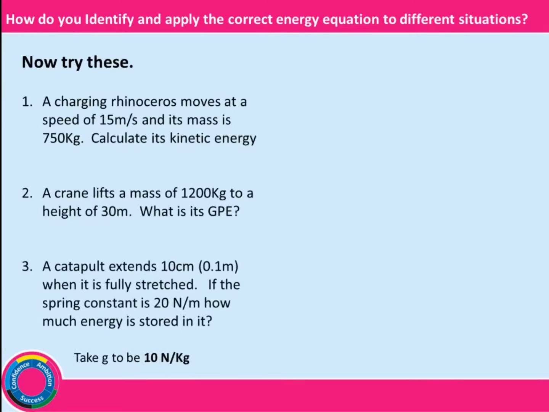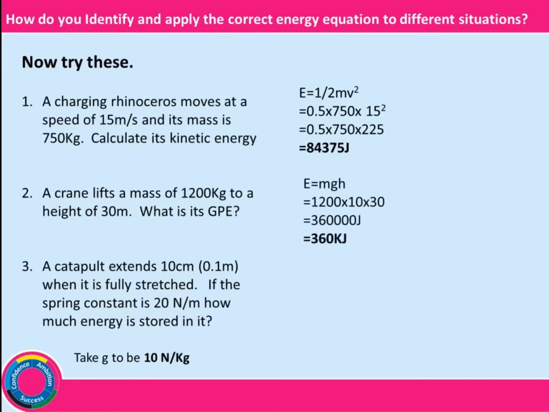Remember, as before, start off by writing out your equation. Remember BIDMAS: brackets, indices, divide, multiply, add and subtract. So we will need to work out the 15 squared to start off. You should have an answer of 84,375 joules.